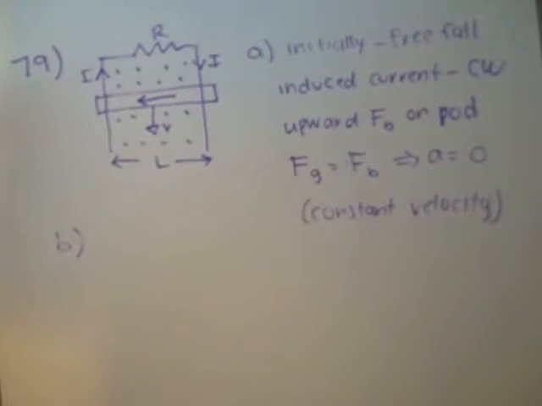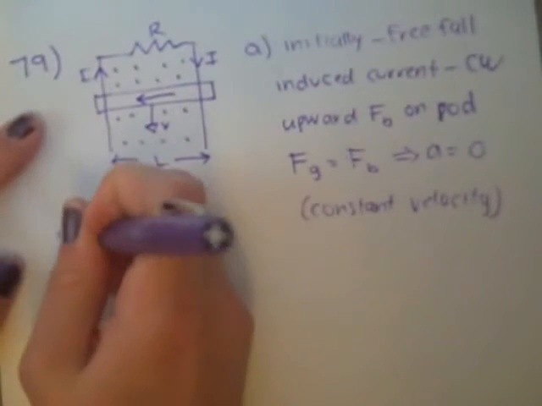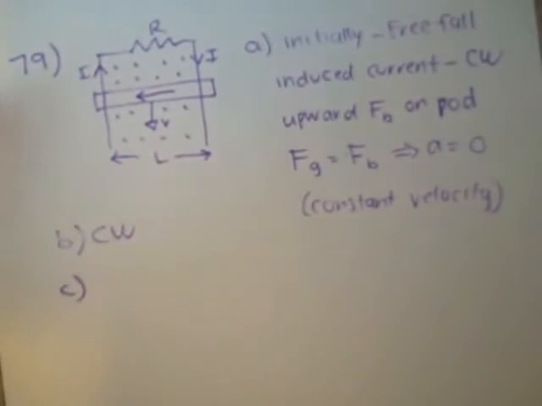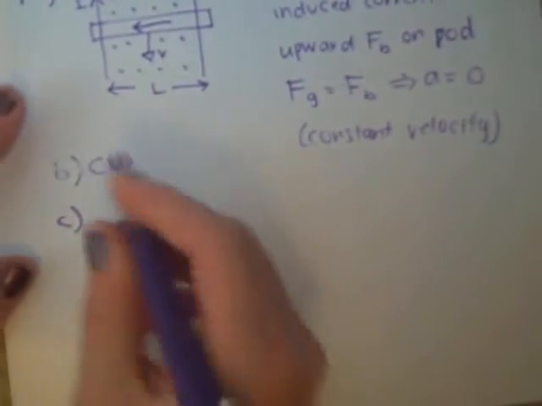Now B, I think we have already answered, but that asks for the direction of the induced current, and we said it was going to be clockwise. And then finally, part C wants to know the speed of the rod after it's fallen for a really long time.